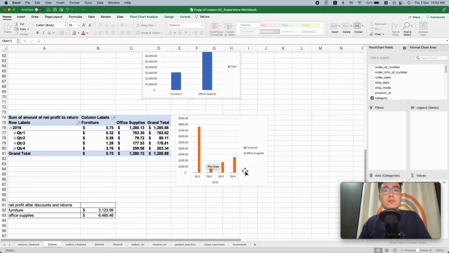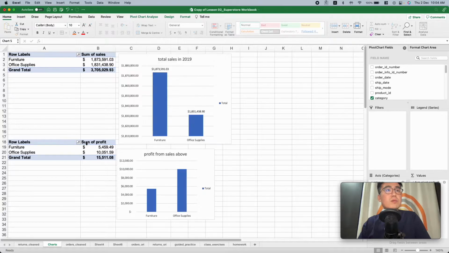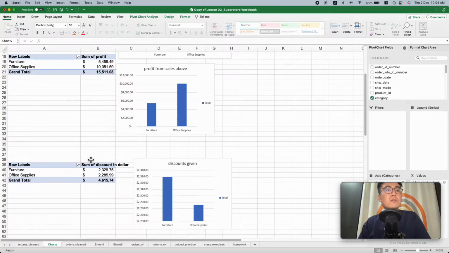From here you can see that in Q1 there are a lot of returns. The returns for office supplies are much higher. There are a lot of returns in Q1 and drops in Q2, Q3 and Q4. It goes up again, and then it will subsequently go into next year. Okay, probably too much in my statement.